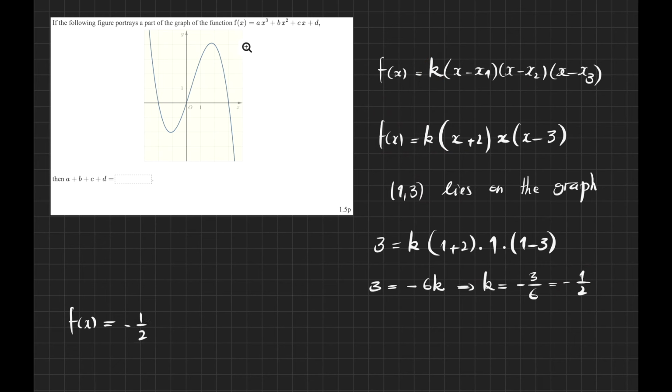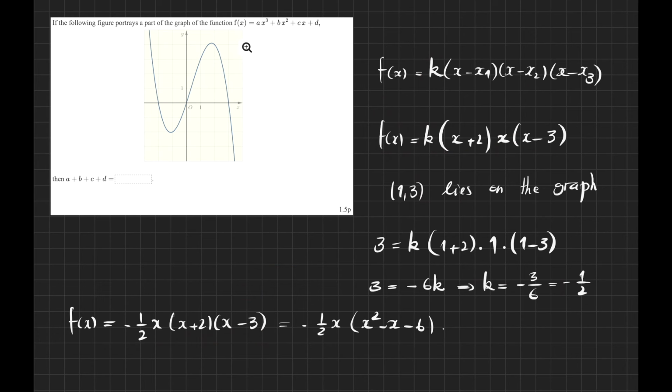And if you don't mind, let me write x first. And then I can write x plus 2 and x minus 3. Then I simplify and expand that, because I have the expanded version of f of x. This is the factorized version. So I write minus a half x, I keep it, and then I multiply x by x, it becomes x squared. And then I multiply x by minus 3, it becomes minus 3x. Then I multiply 2 by x, it becomes plus 2x. In total, I will have minus x. And then finally, 2 times minus 3 is minus 6.